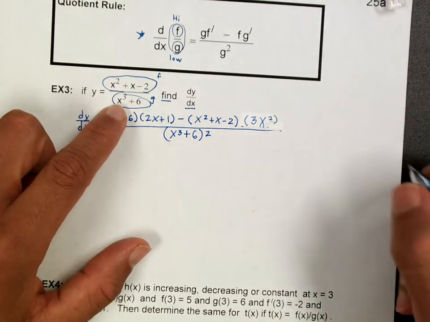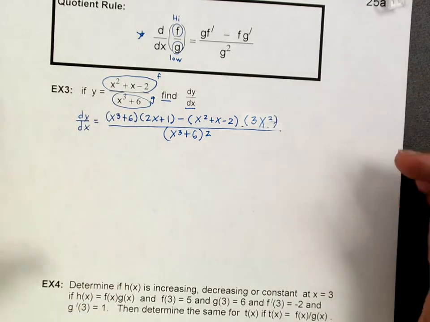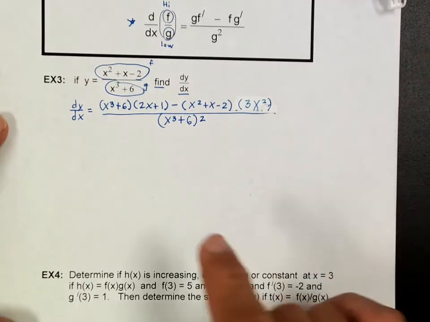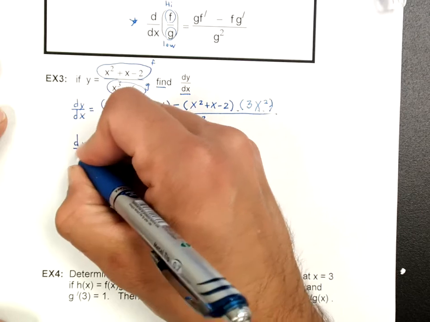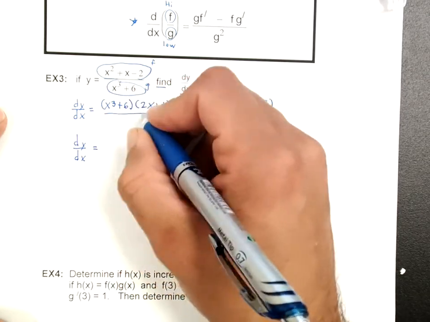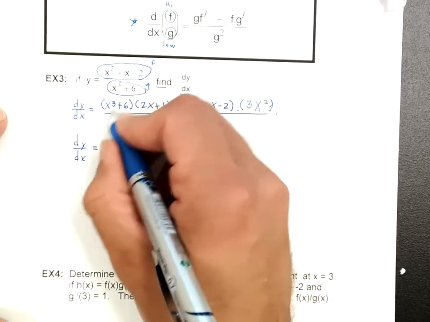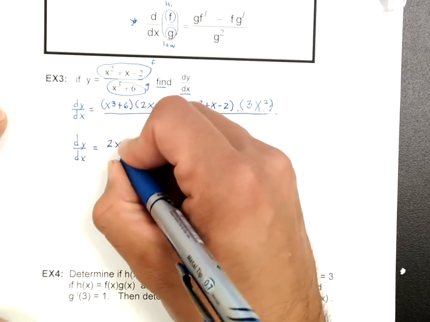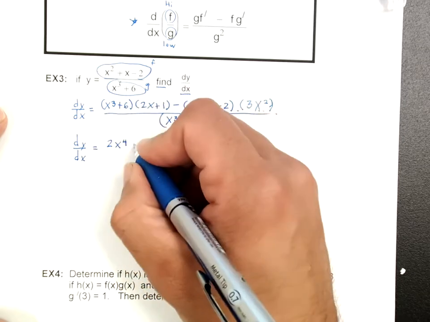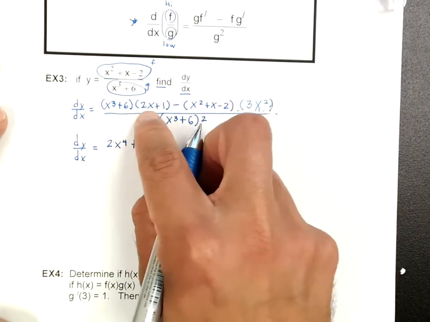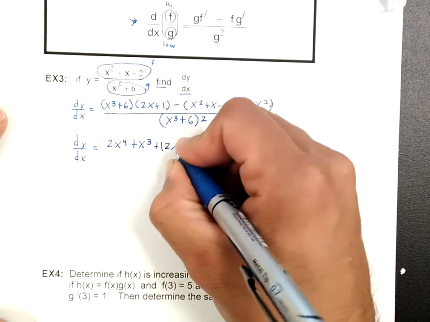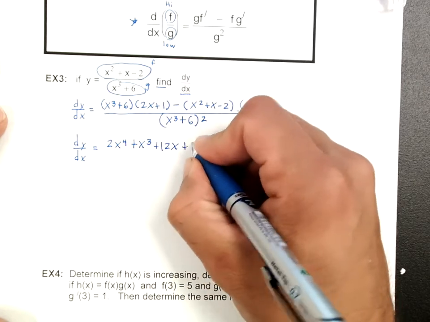All right, so it would be 3x squared, and this is up parentheses. All right, so now it's looking a lot better. So we're going to have to FOIL this, distribute that, add the like terms. All right, so we have dy/dx is equal to, FOIL this, so we have x cubed times 2x, we'll make that a 2x to the 4th. x cubed times 1, we'll make that an x cubed. All right, then we have 6 times 2x, 12x, and then 6 times 1, which is 6.